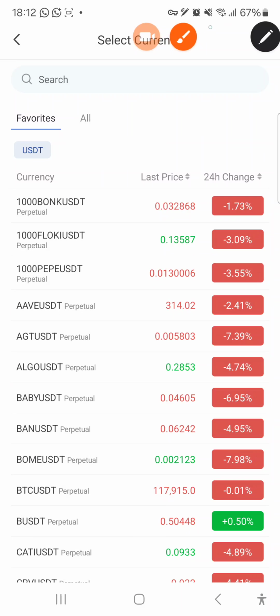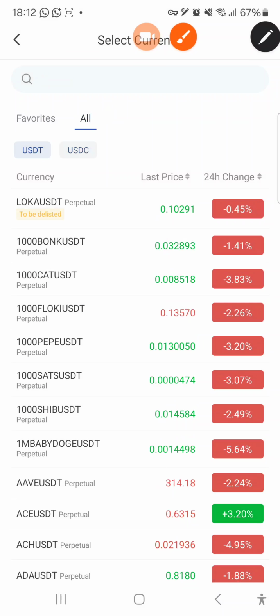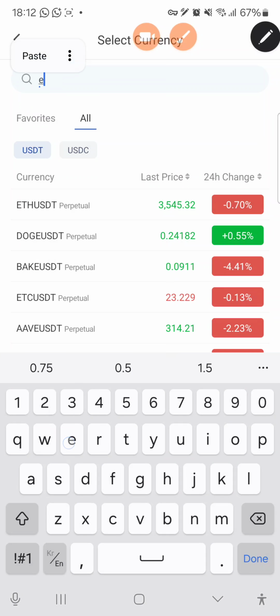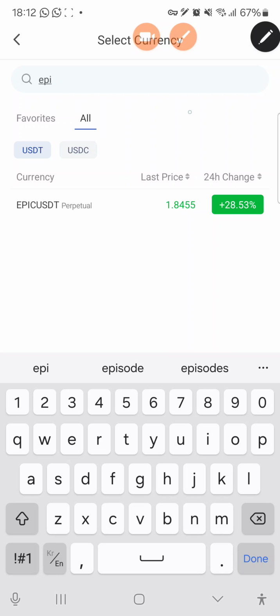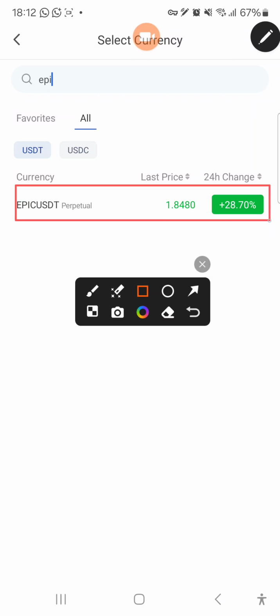When you reach here, most people get confused. Favorite simply means the coins that you've been trading or have opened previously. Then all means all the coins that have not been traded. Now I'm going to click all. Now look up this coin. The token is called Epic. So this is the token for you: Epic USDT perpetual. That pair is called Epic USDT.